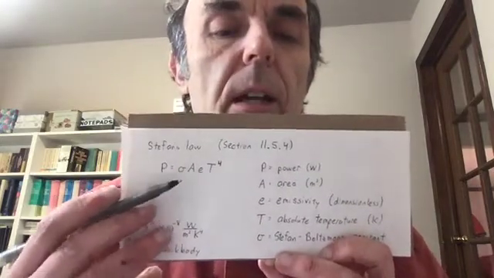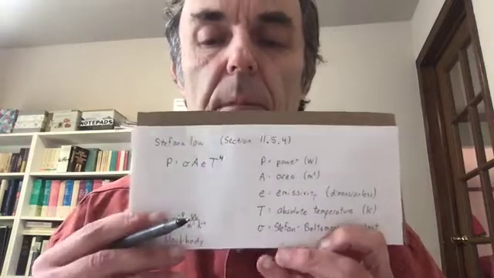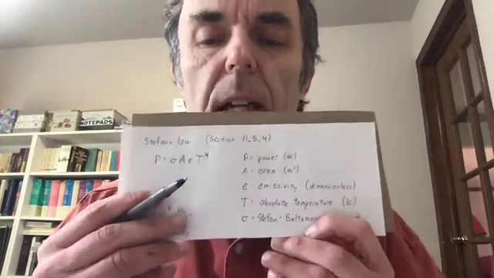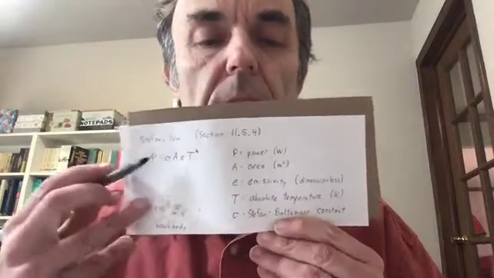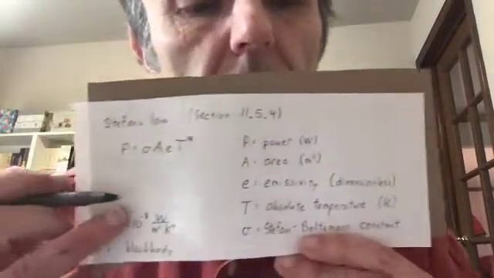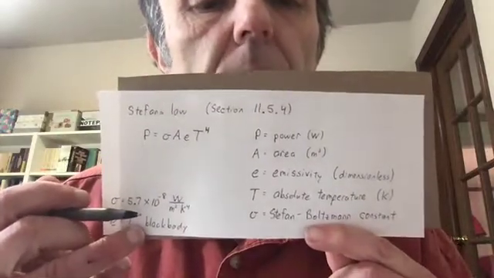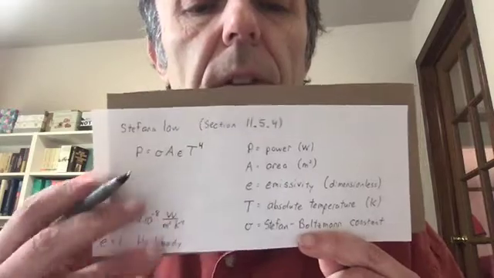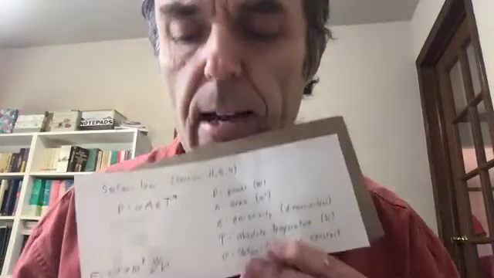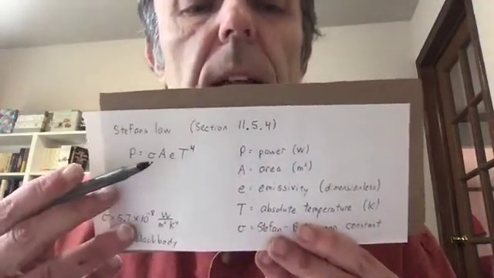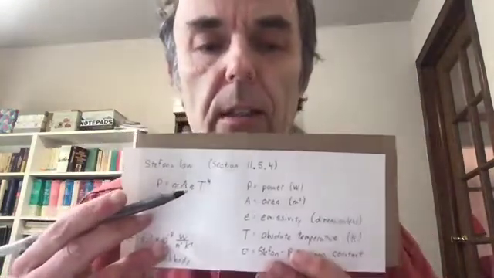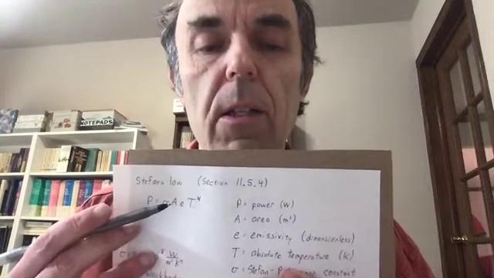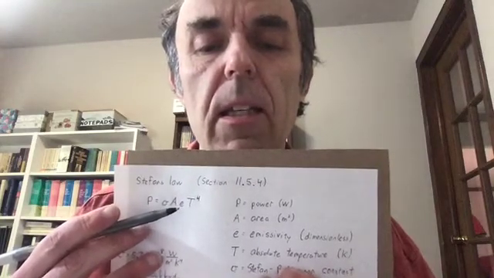This total power involves a constant called the Stefan-Boltzmann constant. That is a fundamental constant of nature, which has a value of 5.7 times 10 to the minus 8, and it's going to have units of watts per meter squared Kelvin to the fourth. So you have the Stefan-Boltzmann constant times the area of the object. This is the surface area of the object, so that's meter squared, times the emissivity.